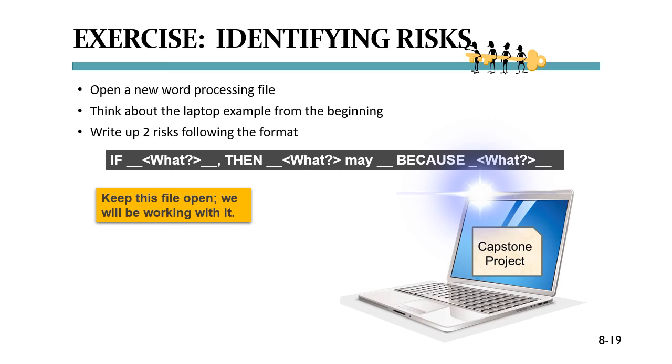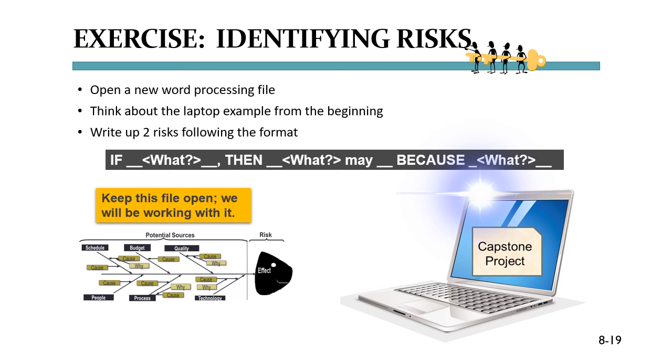Now that you understand how to use the grammar of a risk, take a moment to write down 2 risks that you associate with the laptop exercise from the beginning of this video. Use the correct grammar and really think about the root causes. If you cannot figure out what the root causes are, draw the fishbone diagram from earlier to help you think in the categories in which you might want to look. And by writing down these risks, you have just started the risk register for your capstone project printing project.